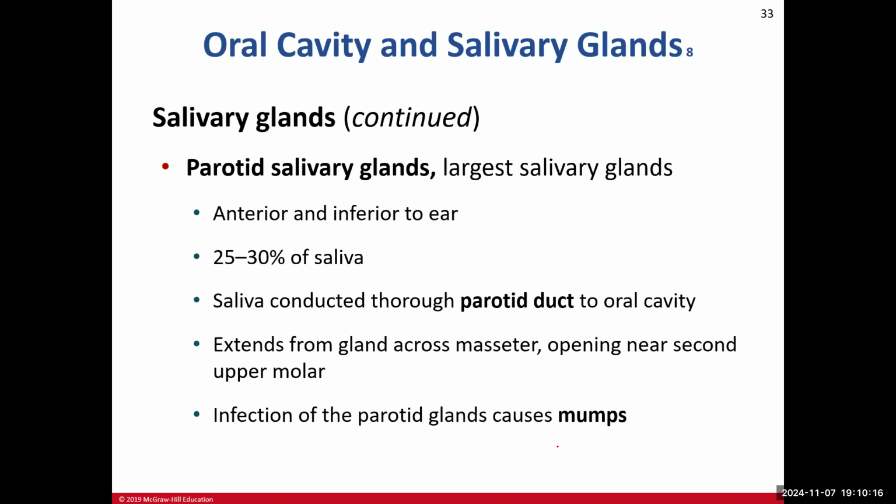The parotid is the largest of the salivary glands, and this is the one that sits just anterior to your ear. This is also the one that gets inflamed when you get mumps. It doesn't make most of the saliva, but it makes about a quarter, 30%. If you watch the lab video, it goes through the name of the duct, the parotid duct. It will release its secretions in the upper part of your mouth near the second molar.